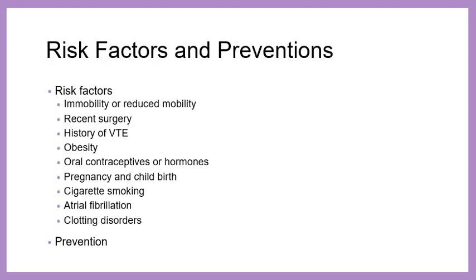Whoop, went the wrong way. Sorry about that. All right, so let's talk about risk factors and preventions because this is fundamentally where we should be working. So, who's at risk? People who are immobile or have reduced mobility. So, you need to think of all the different types of patients this is. This could be somebody who's had surgery, who's not getting up and walking, because we all know that our patients after surgery need to turn, cough, deep breathe, and get up and walk and move around so that they don't develop pneumonia, atelectasis, and a DVT.